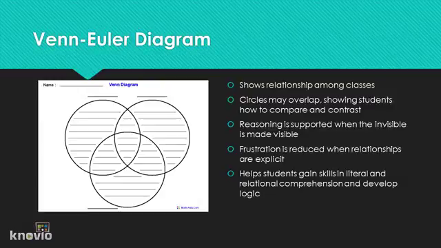Venn diagrams are something we're all pretty familiar with. They are a type of diagram in which circles may or may not overlap, which shows students how to compare and contrast. It also shows relationship amongst classes. It helps reduce frustration in students when relationships are made explicit by the use of the circles. It also helps students gain skills in literal and relational comprehension, as well as developing the use of logic.